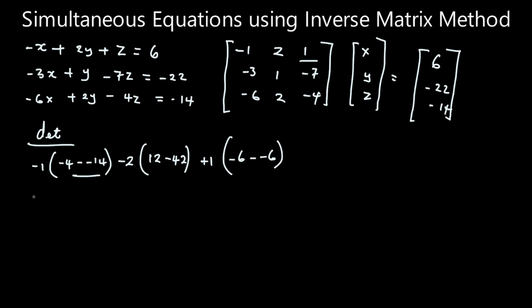So that this one gives you minus 4 minus minus 14 is 10, times 1 is minus 10, so we have minus 10. Then minus, we have 12 minus 42 should give you minus 30. Minus 30 times minus 2 should give you a positive 60. And minus 6 minus minus 6 is 0 times 1 is 0, so that should give you plus 0. Minus 10 plus 60 should give you 50. So if you evaluate the determinant of that simultaneous equation, it should give you the value to be equal to 50.